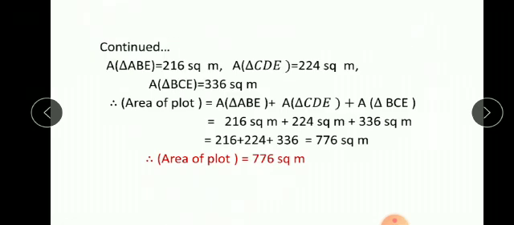So in this way we got all three areas. Let us write down all the areas and add them to find the area of the plot. Therefore, area of the plot is area of triangle ABE plus area of triangle CDE plus area of triangle BCE, which is 216 square meters plus 224 square meters plus 336 square meters. After addition we get 776 square meters. Therefore, area of the plot is 776 square meters.